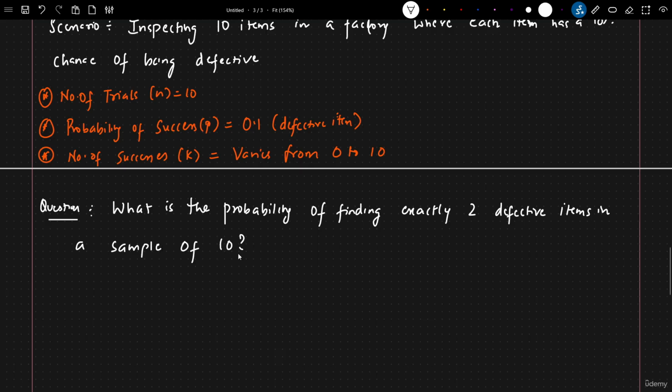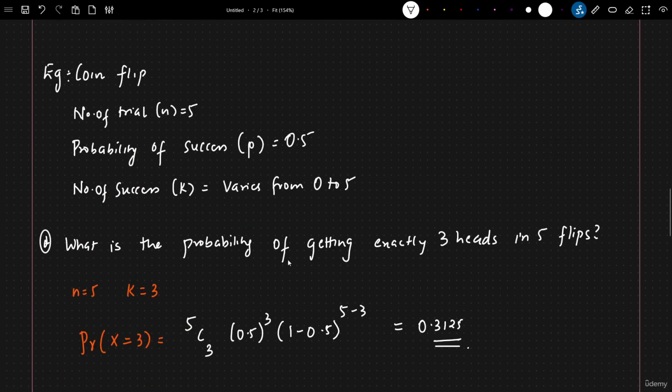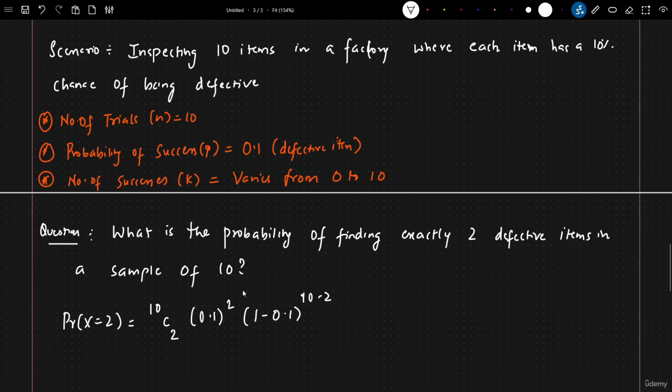So here my question is what is the probability of finding exactly 2 defective items? I know 10% is the defective chance. Each item has a 10% chance of being defective, but I really want to find exactly 2 defective items in a sample of 10. So if I calculate the probability, it is the probability of X equal to 2. Then I will say 10C2, then 0.1 squared because that is the probability of success, then 1 minus 0.1 to the power of 10 minus 2. Same formula. I've just replaced all the values over here.